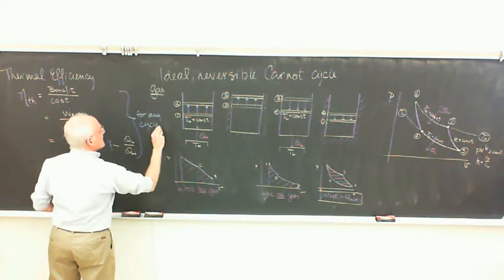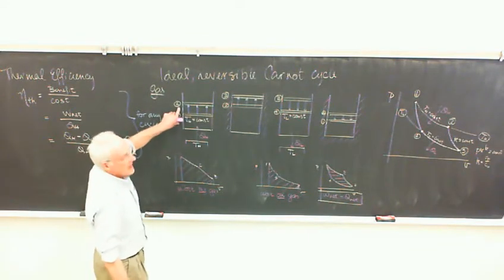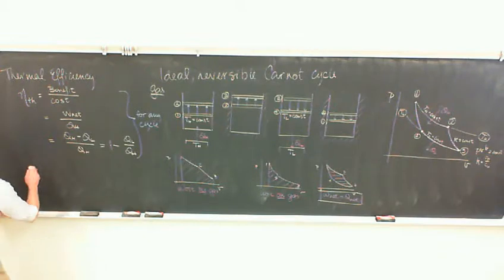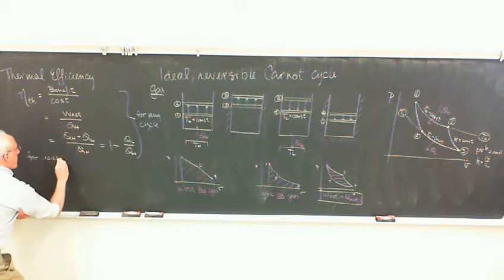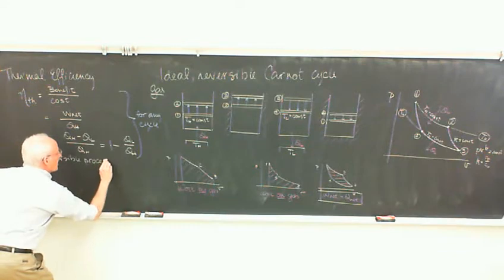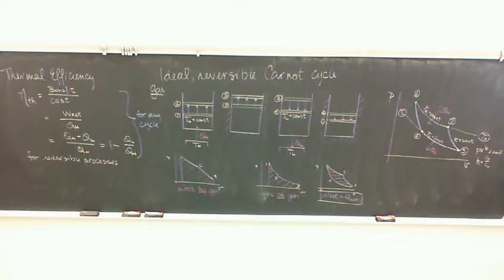But what this does not give us is the greatest possible thermal efficiency that we'd expect from an ideal reversible Carnot cycle. This is true for any cycle. It's true for this one, but it's also true for ones with irreversibilities in it. So part of what we are doing with this reversible cycle is trying to find our ultimate limit. So we're going to use something.